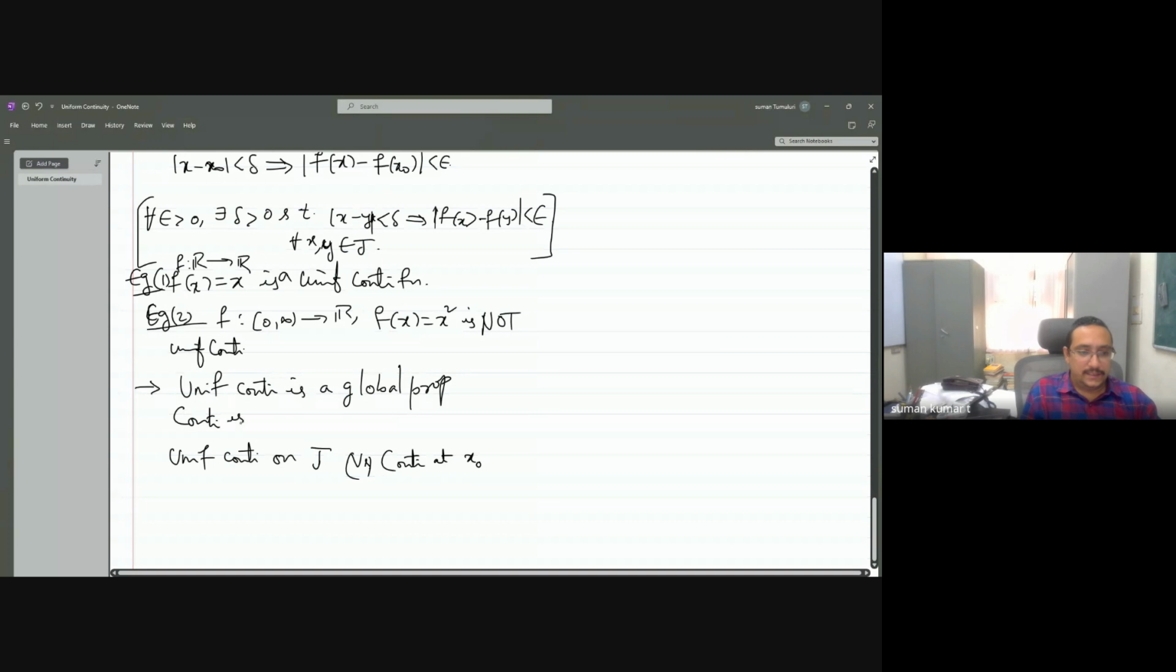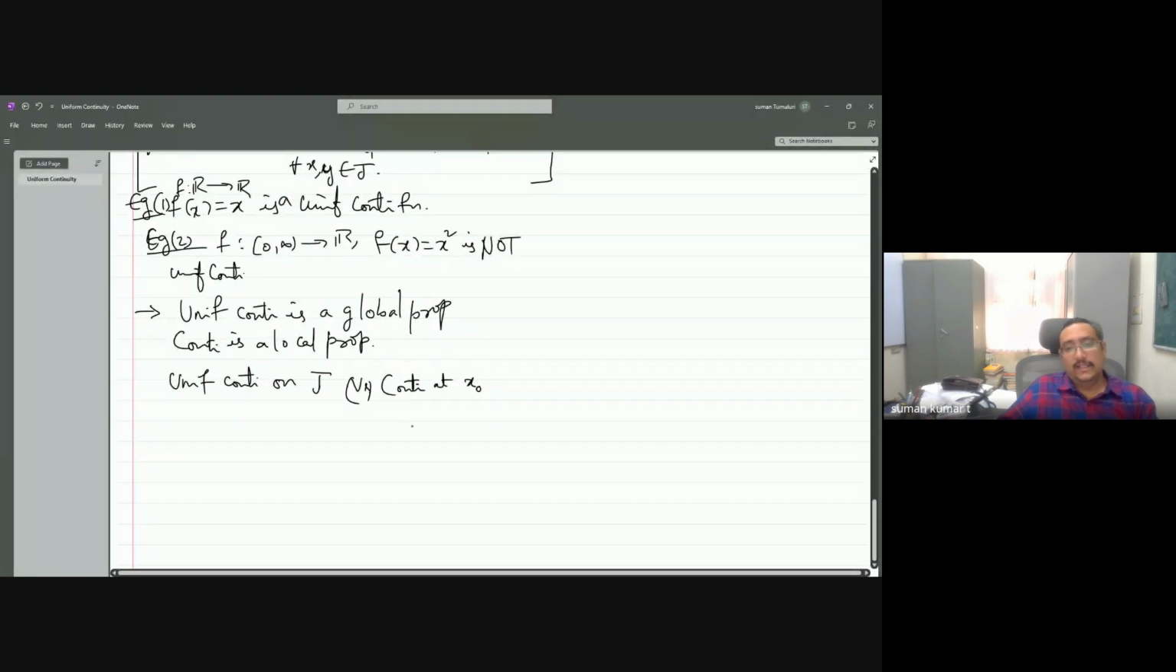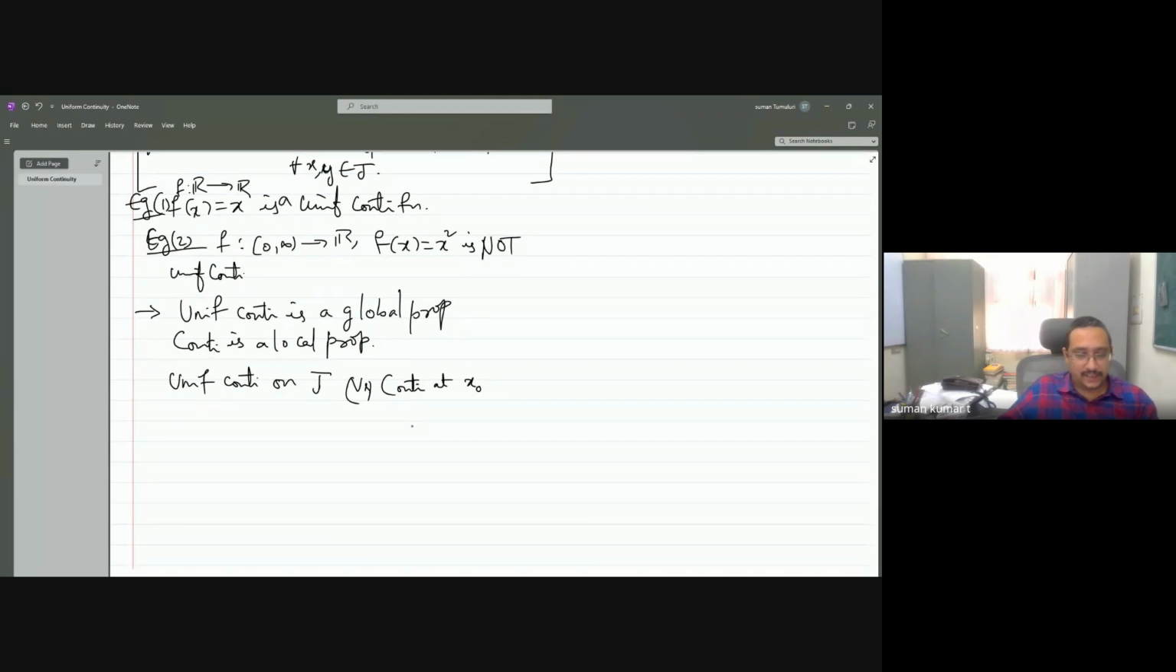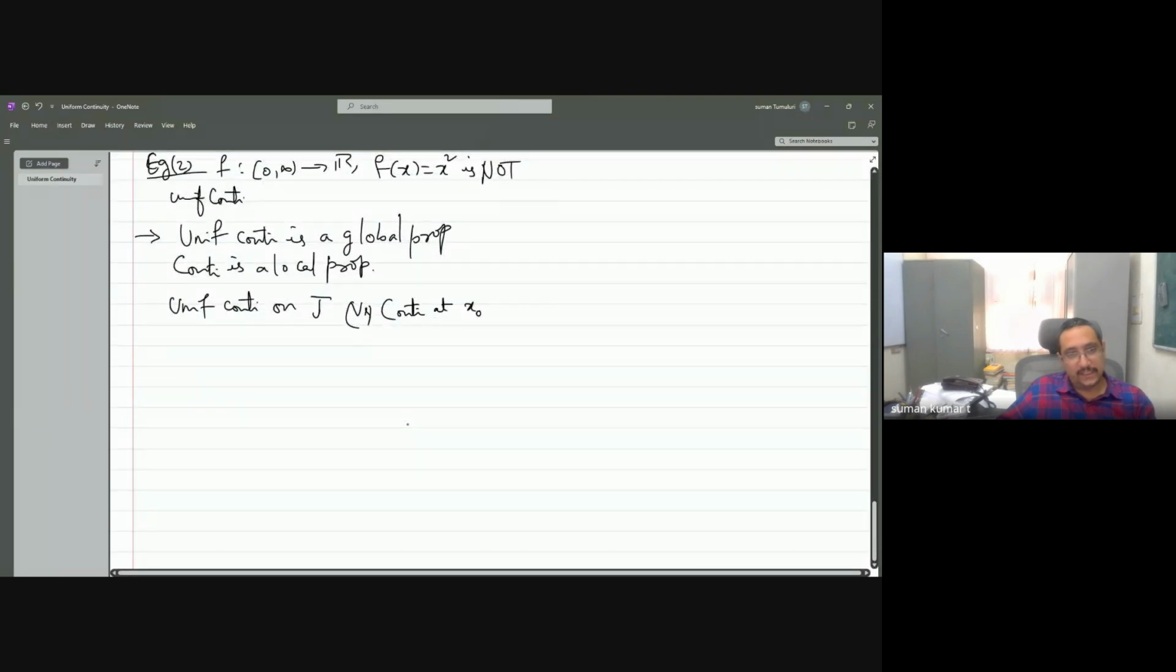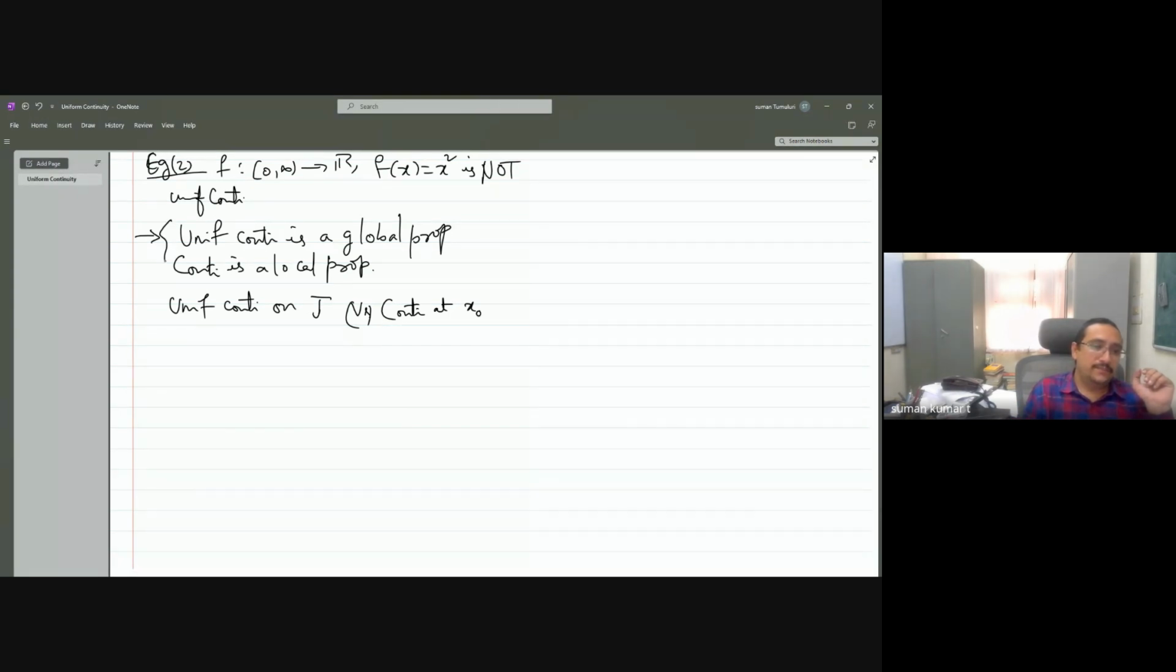Say that continuity is a local property. Why do you say it's local? Because you talk about continuity at a point. When you say a function is continuous on an interval, essentially what you need to check is continuity at each and every point. Then only can you conclude that it is continuous throughout. So it boils down to checking continuity at a point. This is what I mean by continuity being a local property and uniform continuity being a global property.